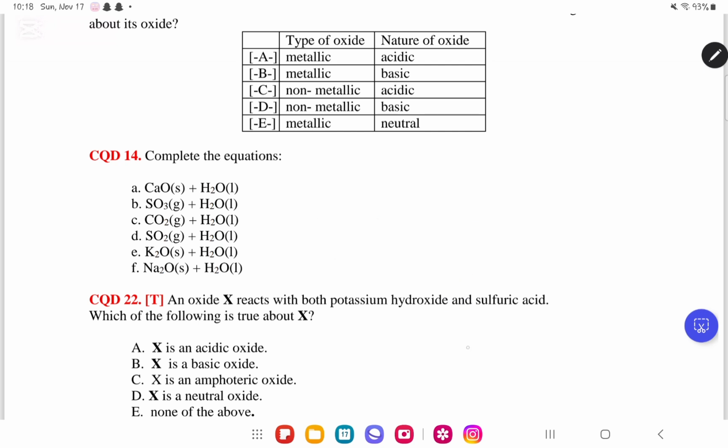Now we are reaching the bases again. We have K2O and H2O liquid. It will form 2KOH. How did we know?